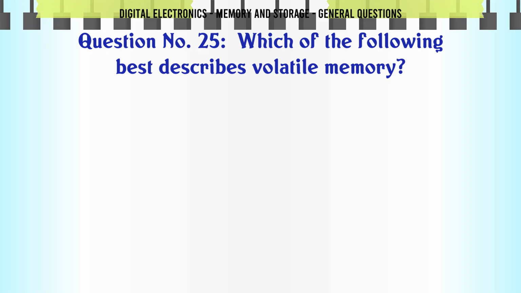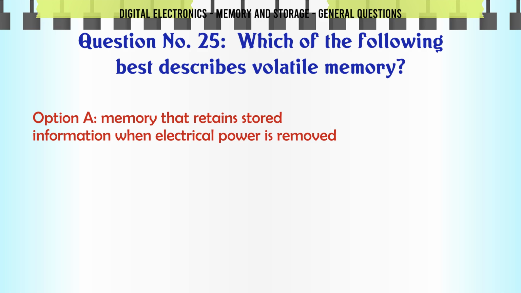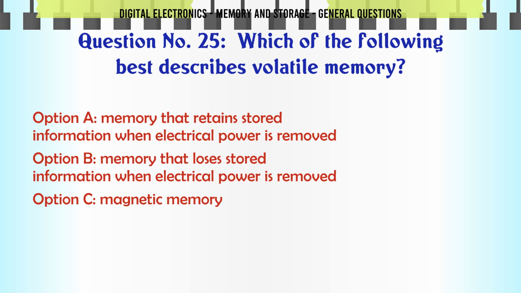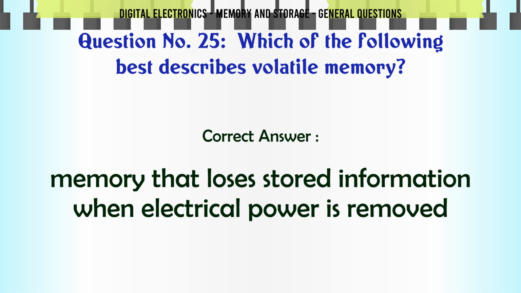Which of the following best describes volatile memory? A. Memory that retains stored information when electrical power is removed. B. Memory that loses stored information when electrical power is removed. C. Magnetic memory. D. Non-magnetic. The correct answer is memory that loses stored information when electrical power is removed.